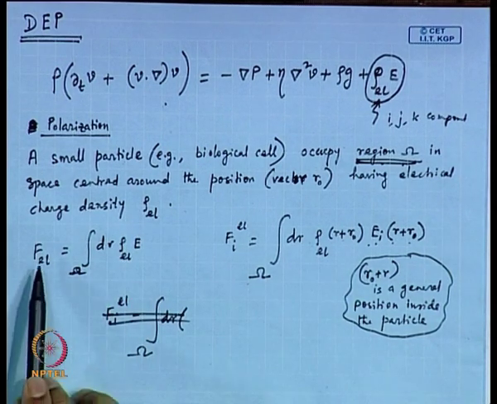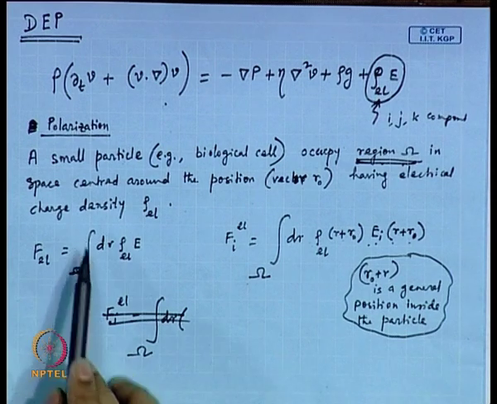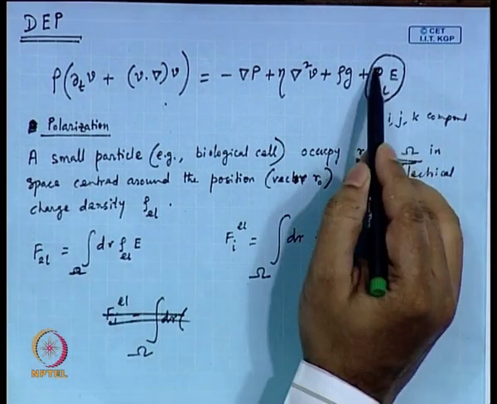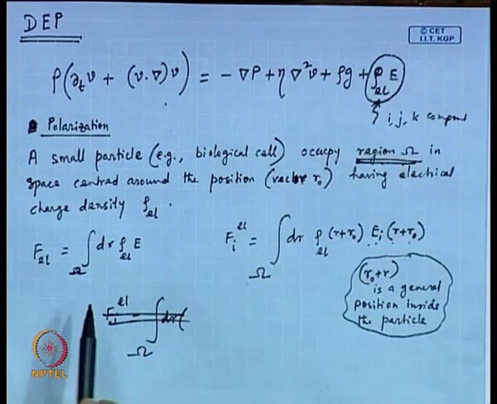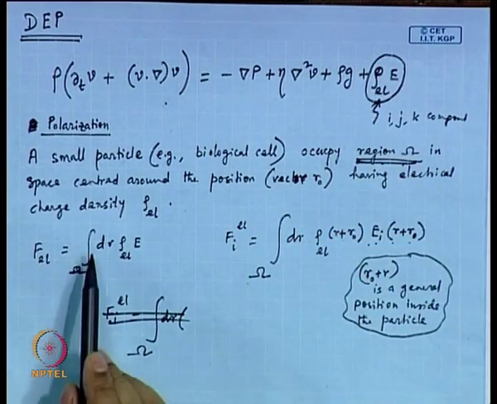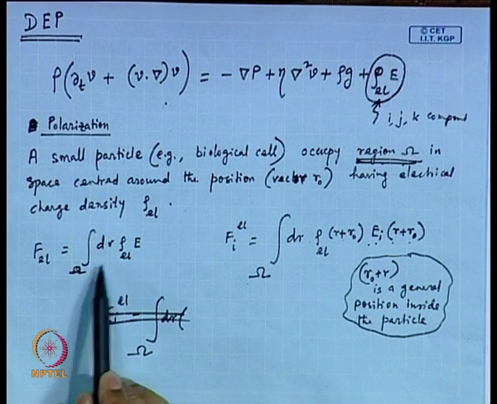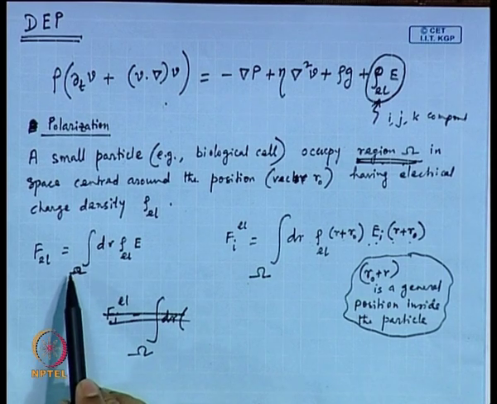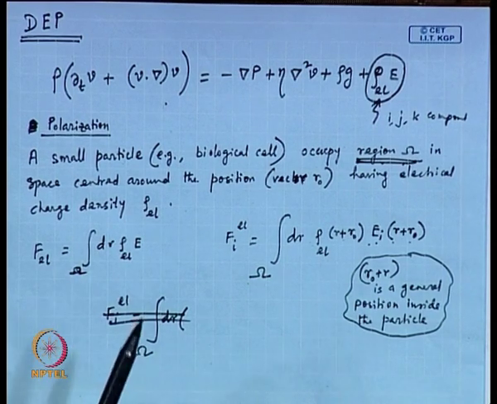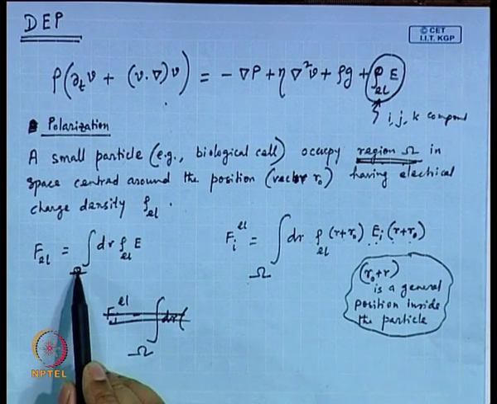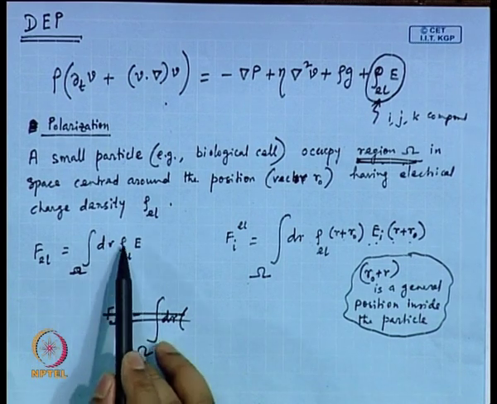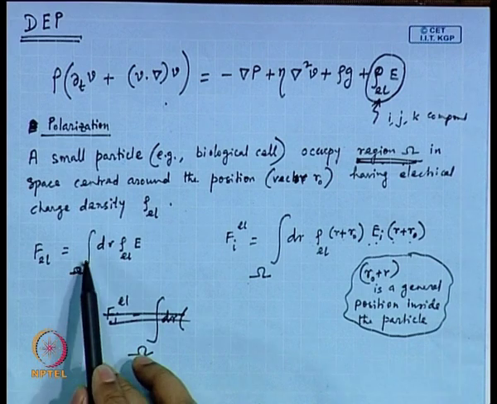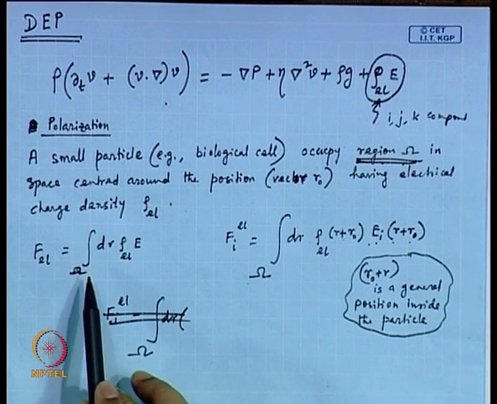So it will have a force, basically this body force term in the Navier-Stokes equation, which takes the shape F EL equal to the integration over omega. We are talking about a region omega, not just a point, and for this region we had the integration dr rho EL E, this quantity integrated over the entire region.